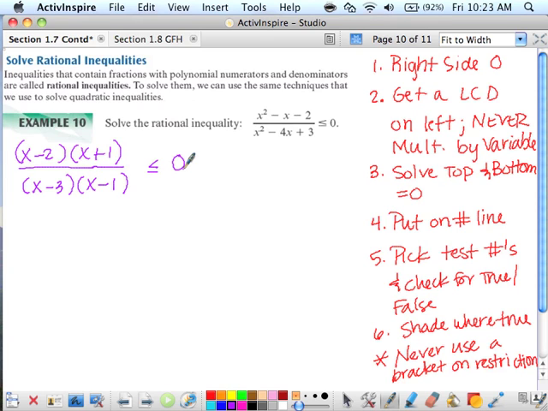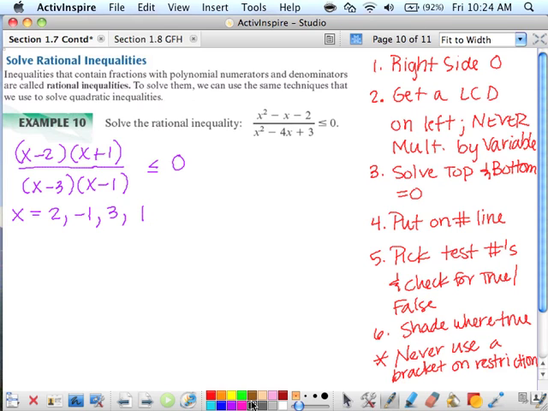How many numbers are going to go on this number line? 4. There are 2 from the top. The top, if I set those equal to 0, yields 2 and negative 1. The bottom yields 3 and positive 1. So there are 4, which means that number line is going to be broken into about 5 pieces.